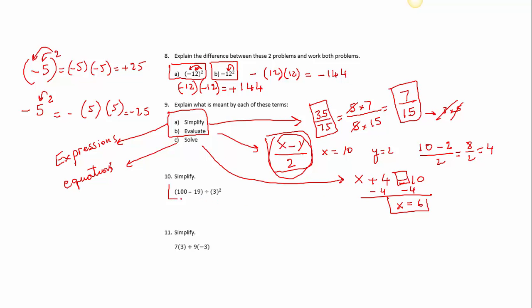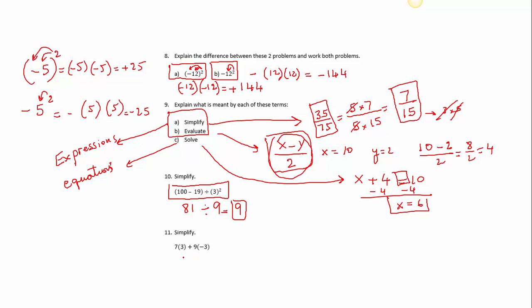Simplify, see, this is an expression, right? We're going to simplify this. You have parentheses, you have a square, okay? We can do both at the same time. We can subtract 100 minus 19, which is 81, and then we can square 3, 3 times 3, which is 9, right? So we can do both simplifications at the same time. 100 minus 19 is 81, divided by 3 squared, that's 9, and 81 divided by 9 is 9, because 9 times 9 is 81. We're going to simplify here.